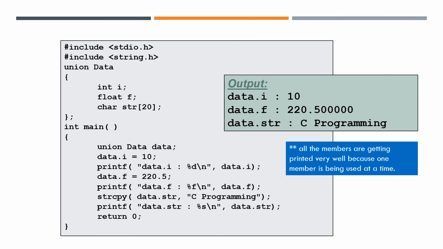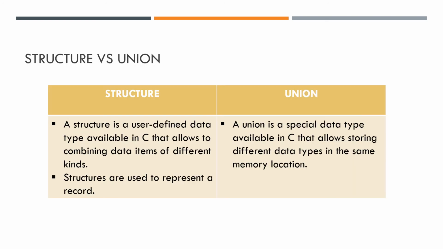Now, this example is different from the previous one because all the members are getting printed very well, because one member is being used at one time. Structure versus union. A structure is a user-defined data type available in C that allows combining data items of different kinds, and structures are used to represent a record. A union is a special data type available in C that allows storing different data types in the same memory location.